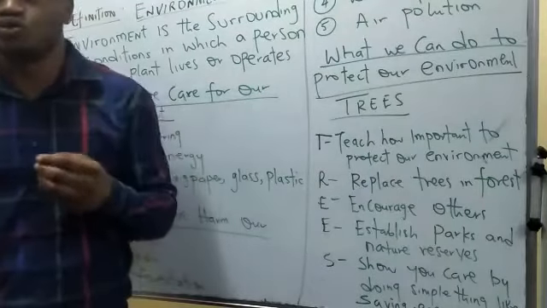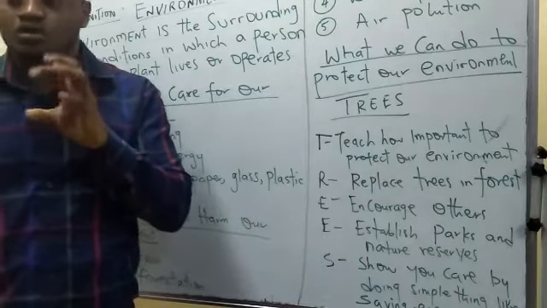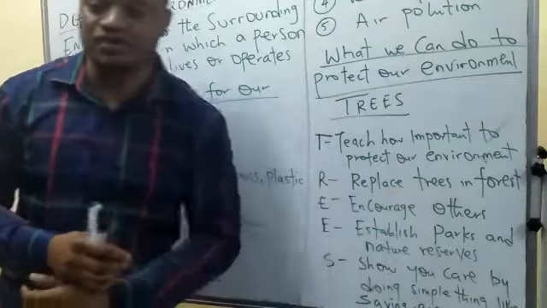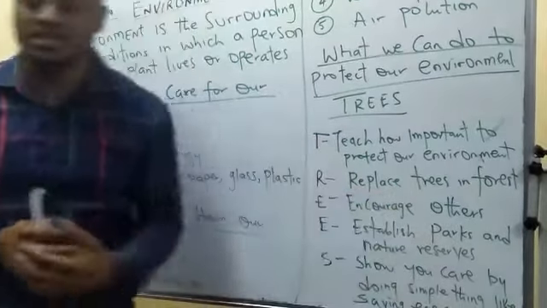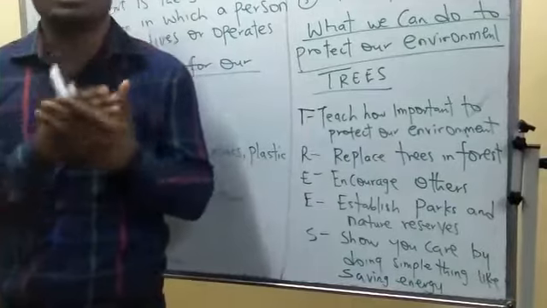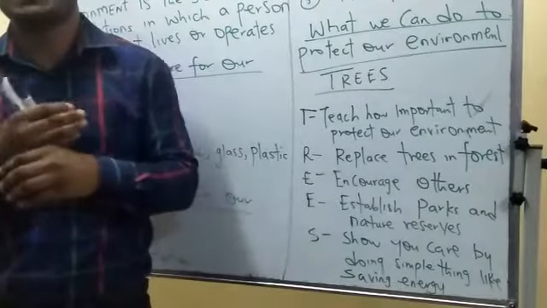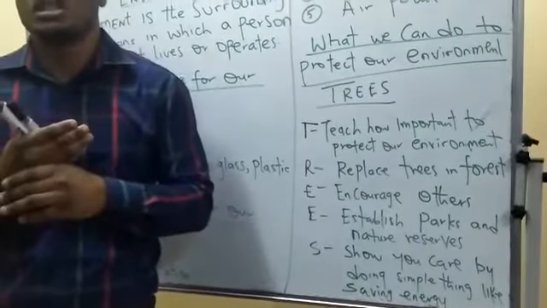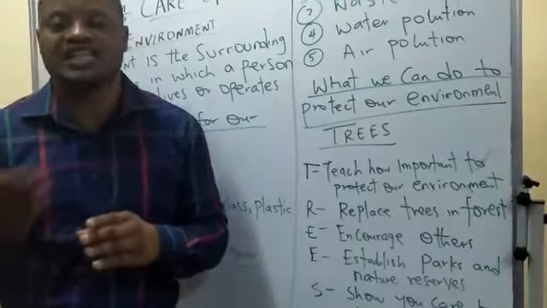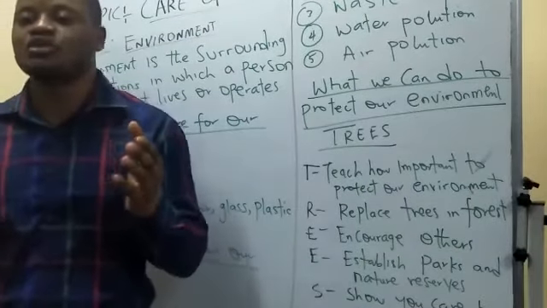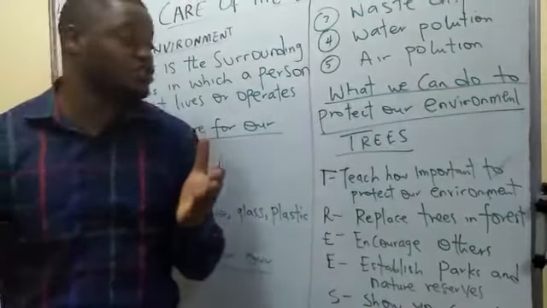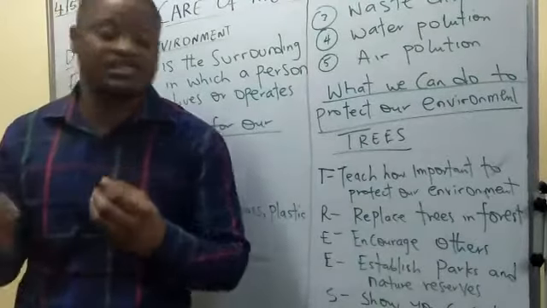This lesson says you must teach them how they can protect their environment. The R says replace trees in the forest. How can we replace trees in the forest? Whereby you cut down a large amount of trees, you have to plant them back again to get other trees. You cannot leave the forest empty. If you let the forest stay empty, you will not get any trees there. So by cutting that large amount of trees, you have to replace them. This way you can protect your environment.